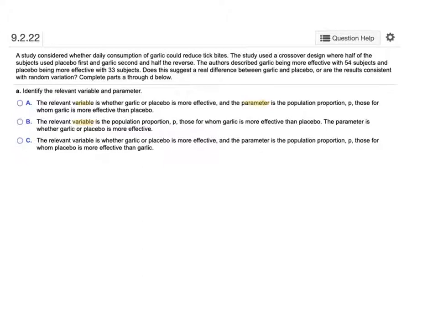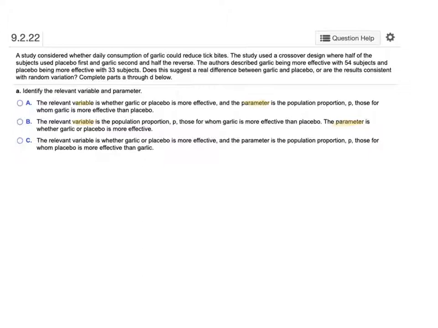And then the parameter is the measurement on that variable that we believe is true in the entire population. The thing that we don't know for sure, the thing that we're going to test a hypothesis about. So the variable would be the question about whether garlic or placebo is more effective. And again, the variable is coming from a question that's being answered. And the population parameter is just going to be the proportion of the population for whom garlic is more effective or the placebo is more effective.